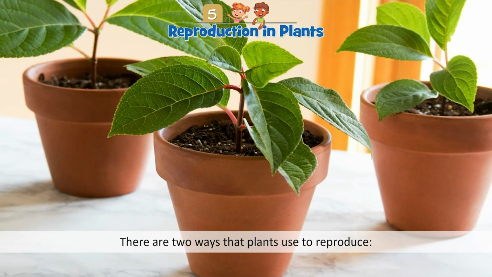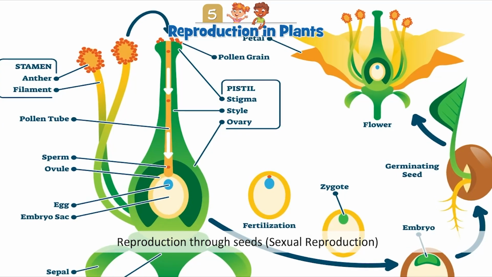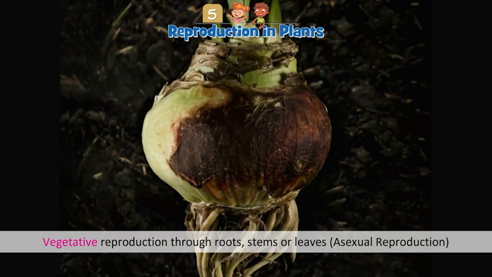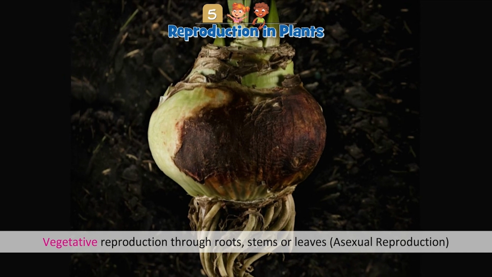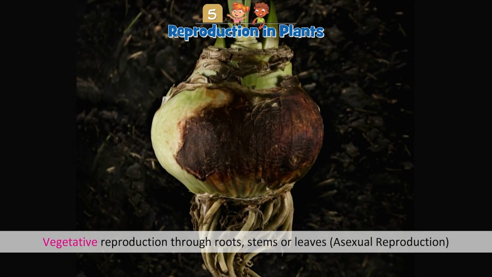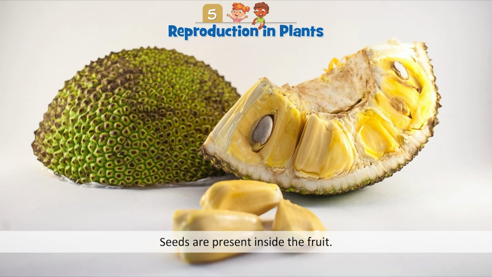There are two ways that plants use to reproduce. Reproduction through seeds, sexual reproduction. Vegetative reproduction through roots, stems, or leaves, asexual reproduction. Reproduction through seeds. Seeds are present inside the fruit.